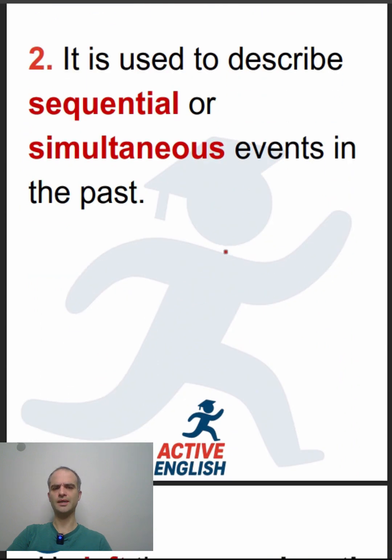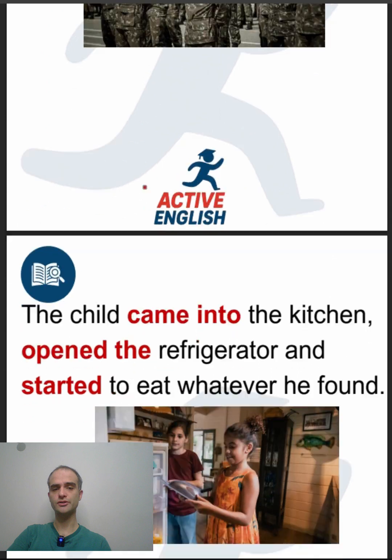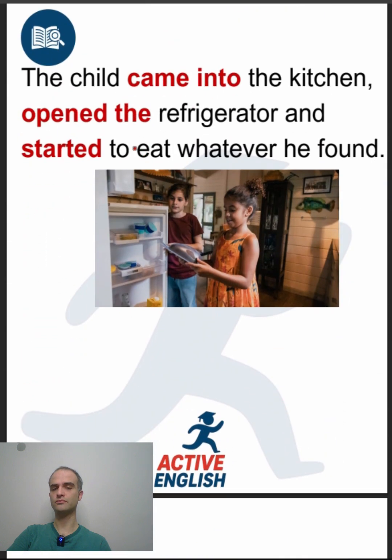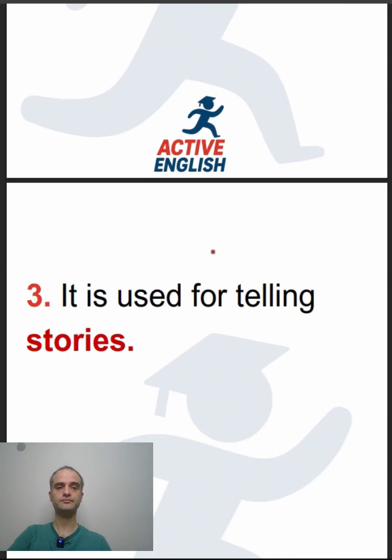Another usage of past simple is that it is used to describe sequential or simultaneous events in the past. He left the army when the war finished. So in this context, we do not have to specify past simple with time adverbials. So if you start the sentence in the past, you can continue with past simple, like the child came into the kitchen, opened the refrigerator, and started to eat whatever he found.